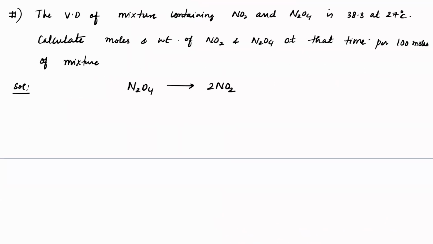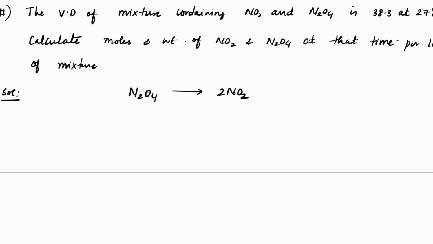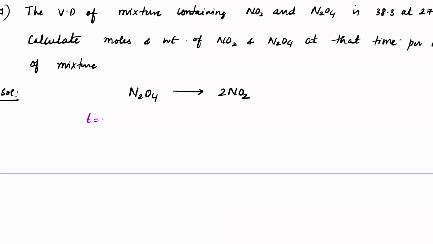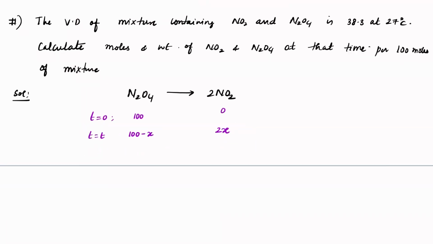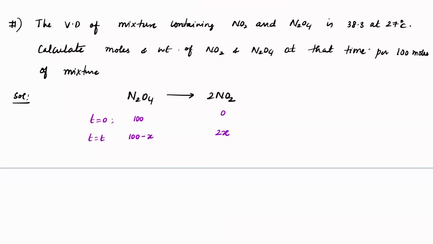Now how can we resolve this? At time t equal to 0, initially I know that there are 100 moles of N2O4, 0 moles of NO2. At time t equal to t, we have 100 minus x moles, and we have 2x moles here. Correct? And what will be the value of alpha, by the way? Alpha would be equal to x divided by 100 moles.